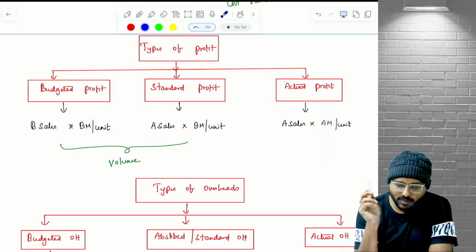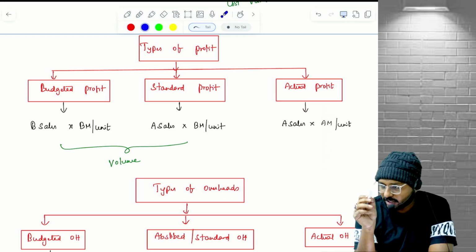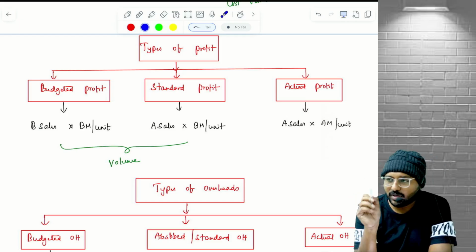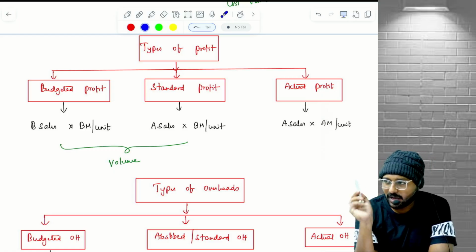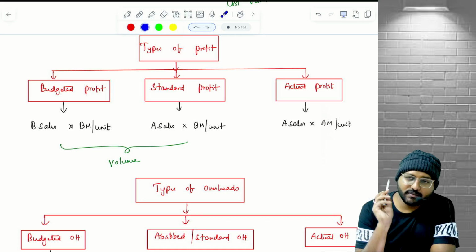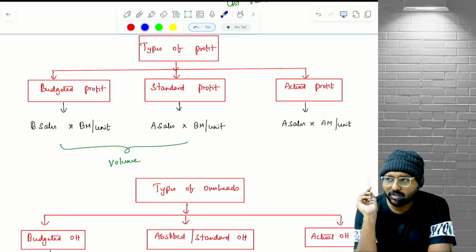What is the standard cost formula? Actual output into budgeted cost per unit, or standard cost per unit. The third one is what? Actual cost. What is the formula for actual cost? Actual output into actual cost per unit. Now, what is the difference between standard cost and budgeted cost?